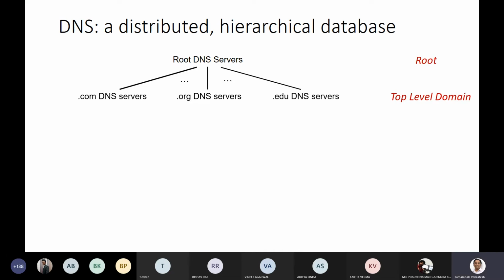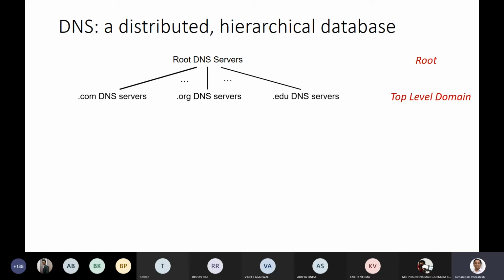So DNS, as I was mentioning, is a distributed hierarchical database. There are two words in this, distributed and hierarchical. I'll clarify both of these. So the domain names have a structure in them, and this structure is exploited by the distribution of these databases also. And this database is itself implemented in a distributed fashion. There is no single server which is responsible for each of these subdomains.